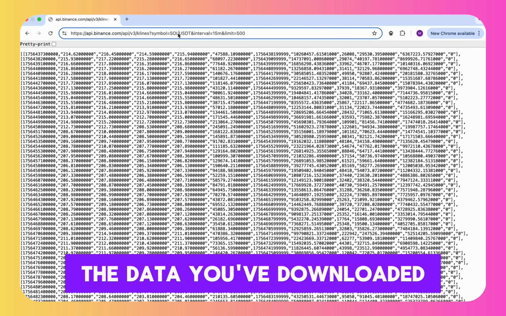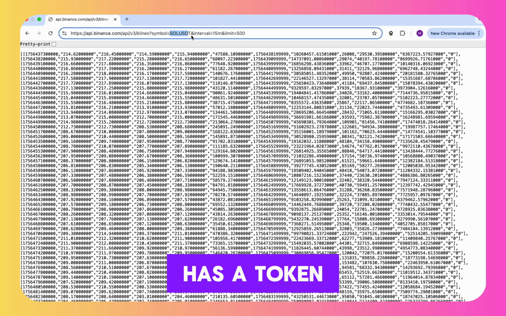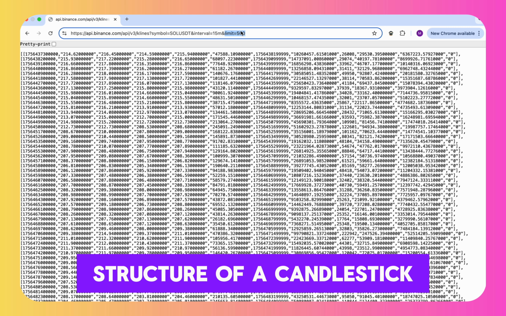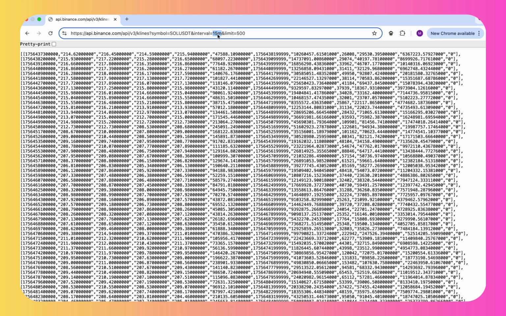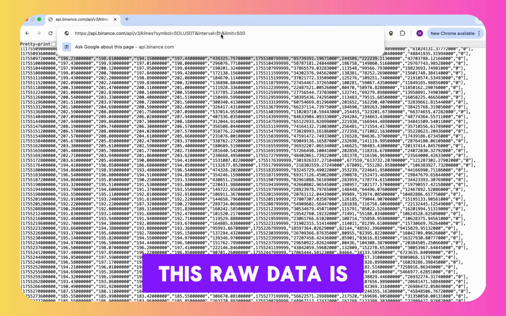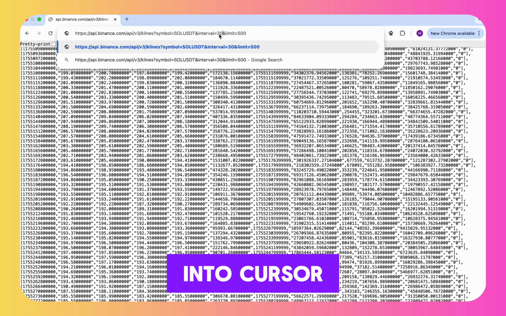When you look at the data you've downloaded, you'll notice each entry has a token price and a timestamp. Together, these form the basic structure of a candlestick chart. The same kind of chart you see on trading platforms. This raw data is exactly what we'll feed into Cursor.